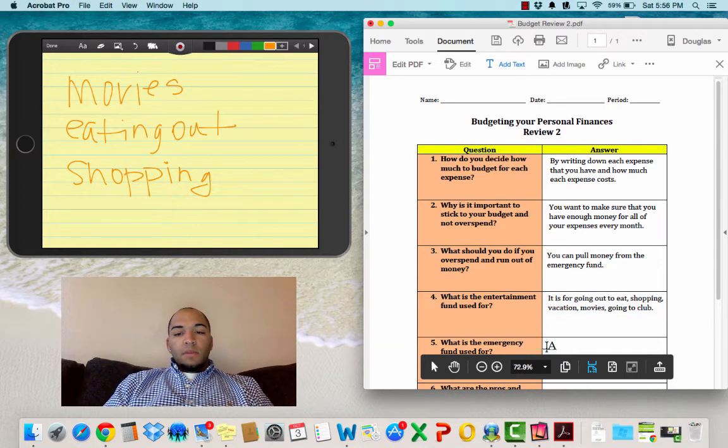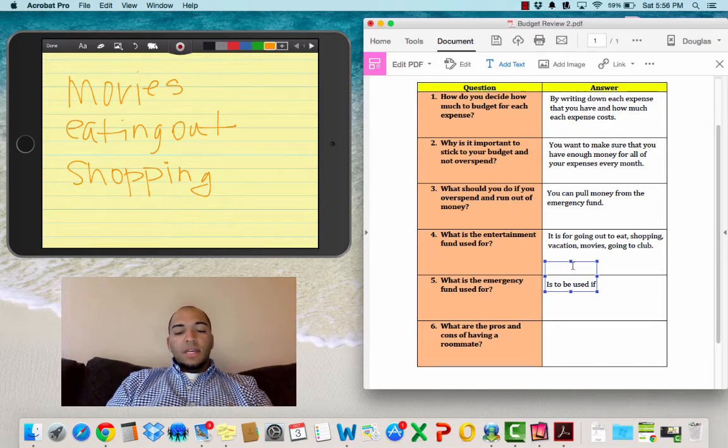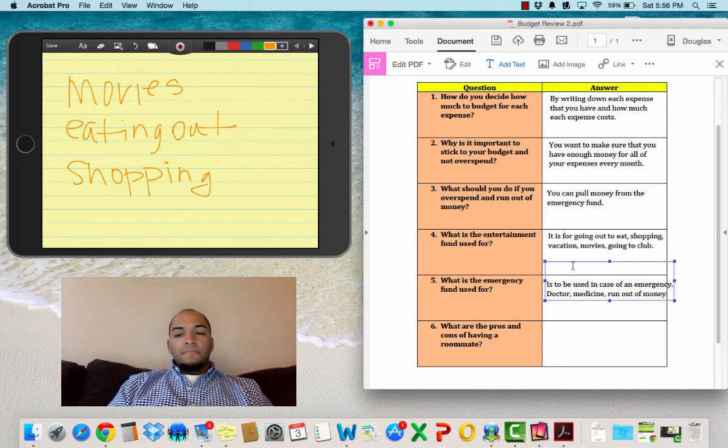Okay. The emergency fund, as we've pretty much talked about, is to be used in case of an emergency. Okay. Examples include going to the doctor, and you might need medicine because you went to the doctor. It could also be used if you run out of money. Could be used if you have a family emergency, like maybe your mom or dad need to borrow money, or your brother or sister, aunt or uncle, cousin, niece, nephew, whoever. All right.